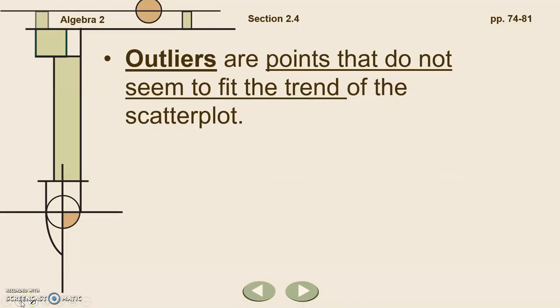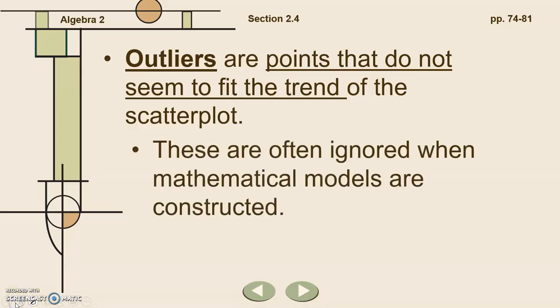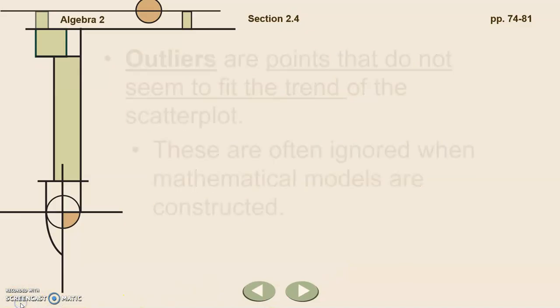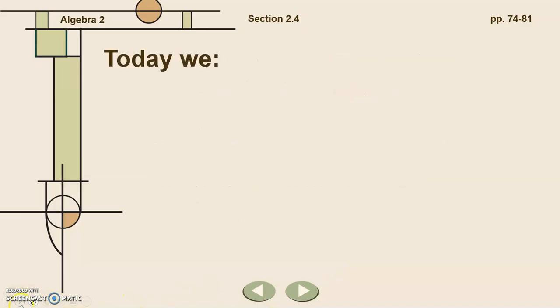Outliers, that I just mentioned, you're going to have some outliers. Outliers are points that do not seem to fit the trend of the scatter plot. Maybe you've got this positive slope, everything's kind of close together, and then you just got that one random dot out there hanging out. These are often ignored when mathematical models are constructed. However, there is a really great book I'm going to reference here called Outliers. Let's write it at the bottom.